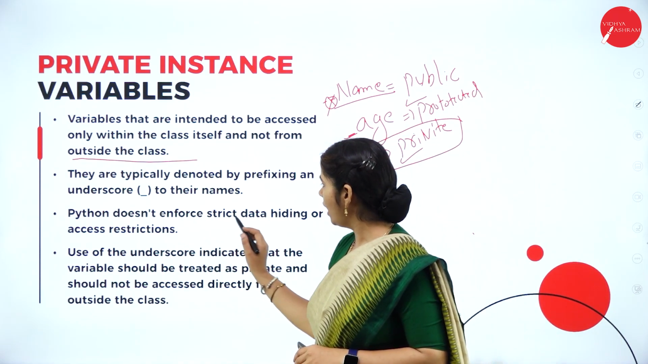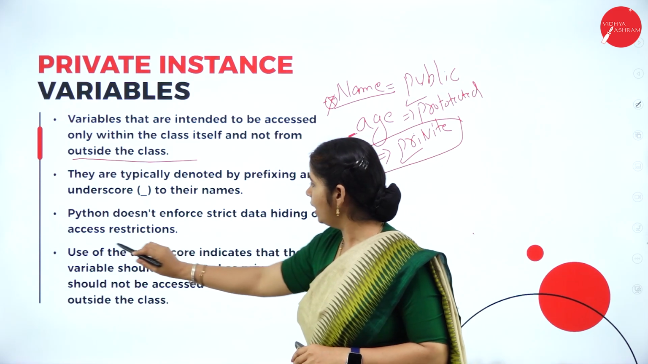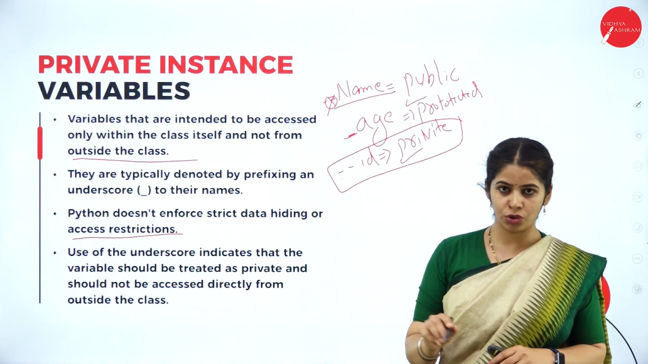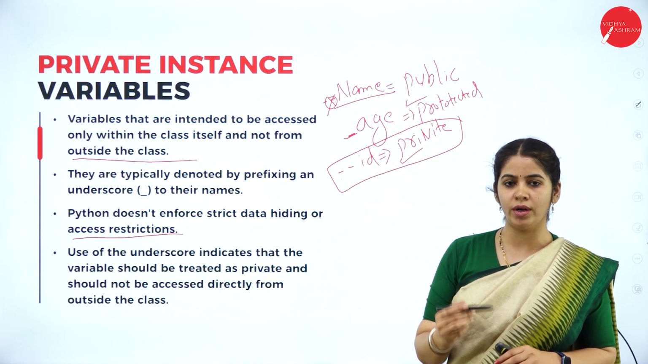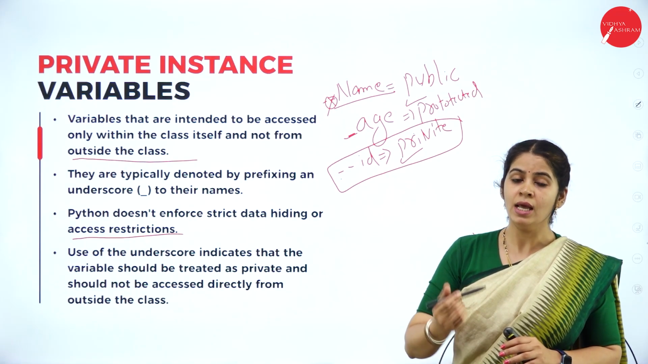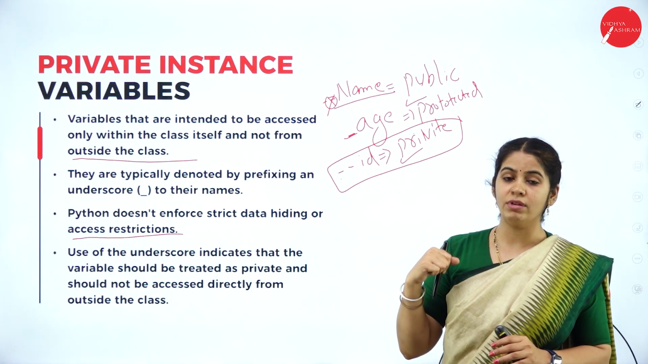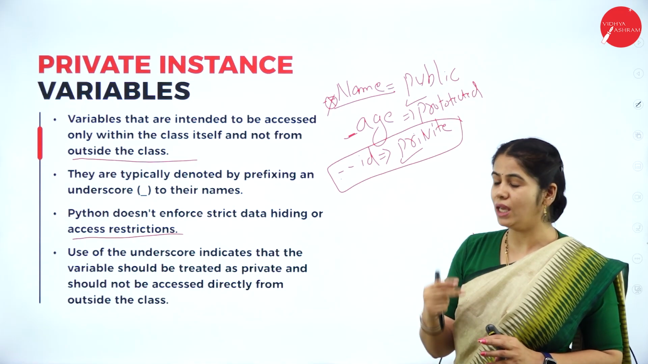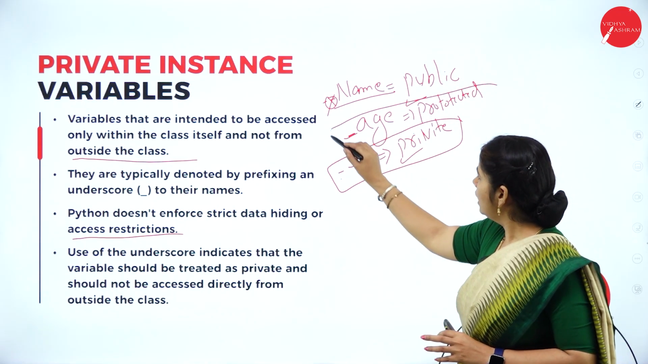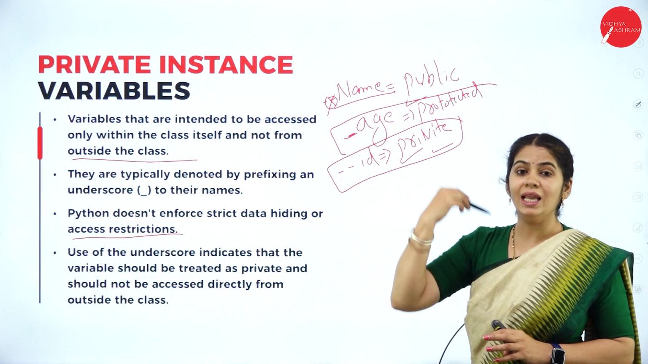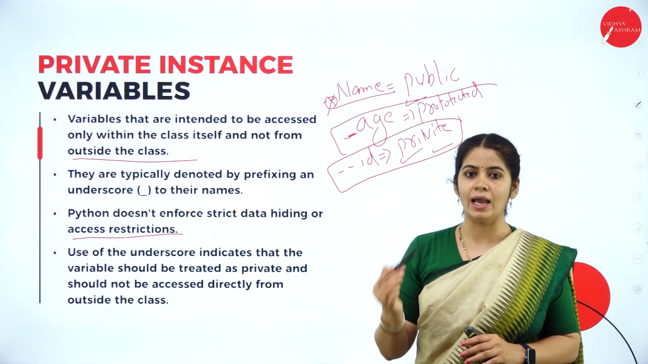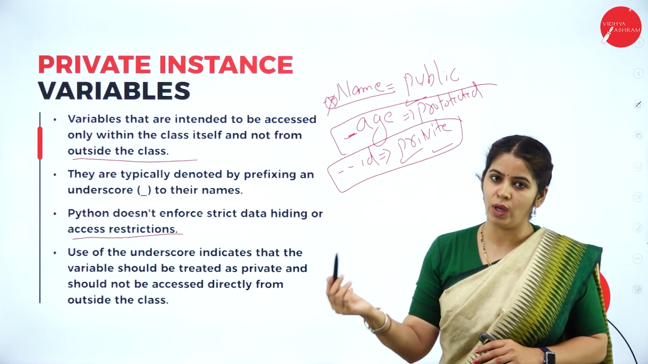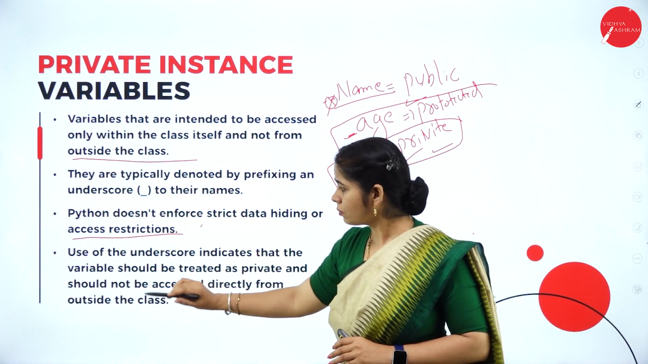And Python does not enforce strict data hiding or data restrictions, as in Java and .NET, where we have strict data hiding. Python does not have that much strict data hiding. We can access these protected and private data in other ways. We cannot directly access them, but we can access them in other ways. So that's what it meant.